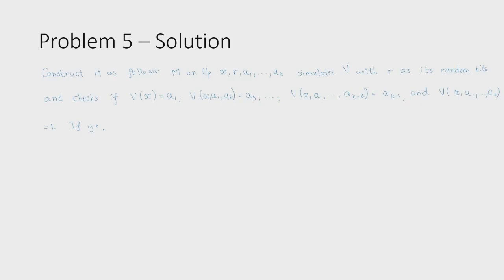If yes, then M of X, R, A1 to AK is equal to 1. Otherwise, M of X, R, A1 to AK is equal to 0. Again, by K over here, I should actually write K of size of X because K is a polynomial. But again, I'm using the notation and using K as a number. So if yes, then this. Is this fine?